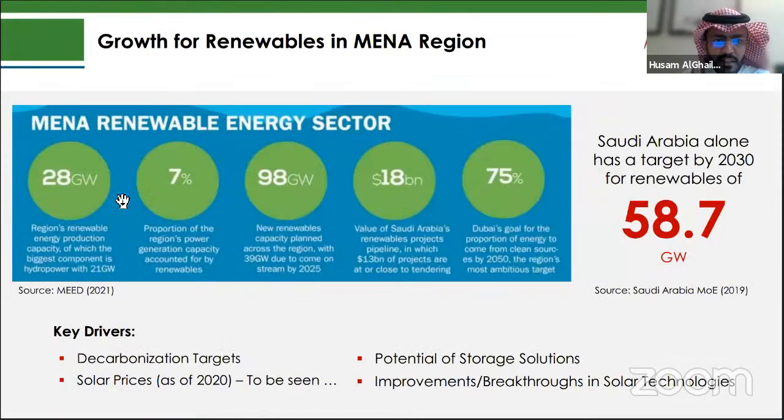Before we go into the specifics of how we do this, I think from a developer point of view, it's key, especially since the discussion here is on the growth in the renewable energy projects and in the renewable domain.